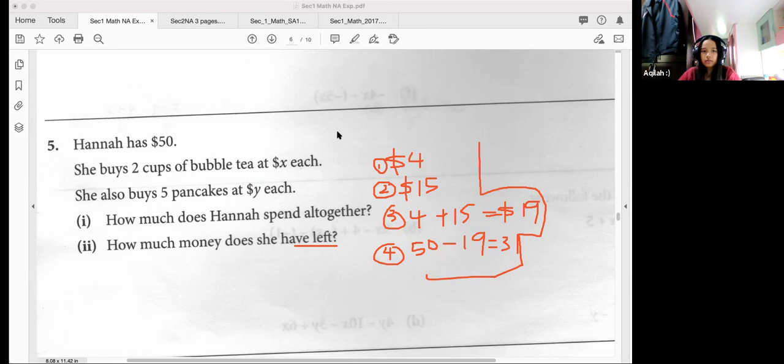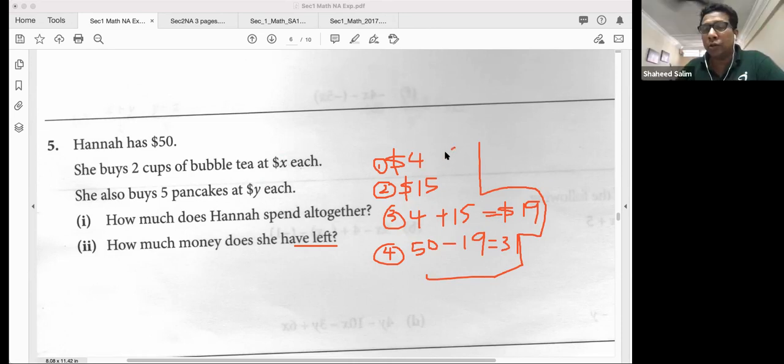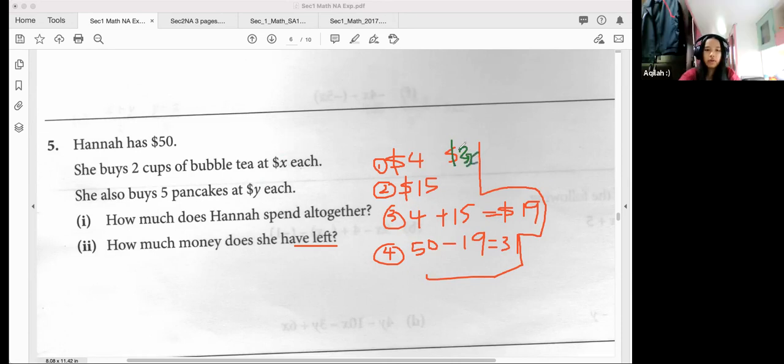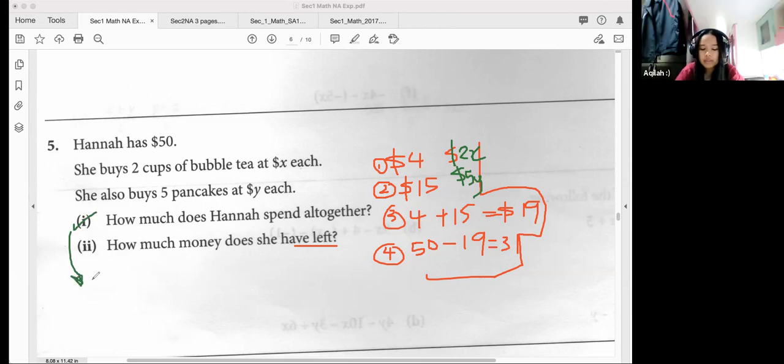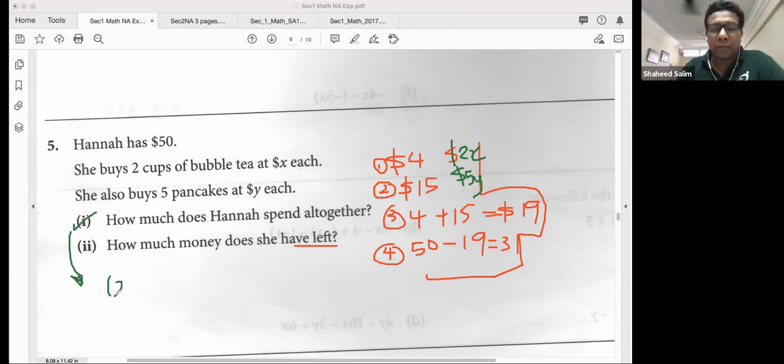$2 times x, okay, 2x. Good. So down here is actually 2x. Sorry, I used a different color. This is 2x. And then what's the price of the pancakes? $5y. Sorry, so this is 2x, this is 5y. And what's the answer therefore to question number one? What's your answer? 2x plus 5y. Okay, so you put it in a bracket, 2x plus 5y, and then you put a dollar sign outside.